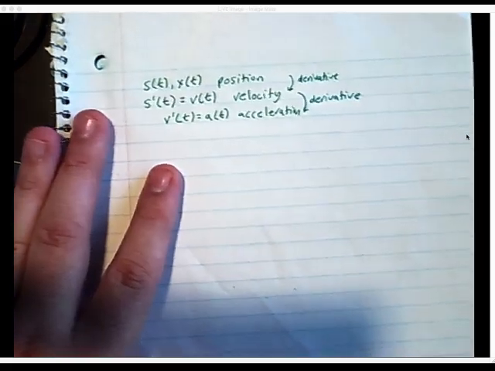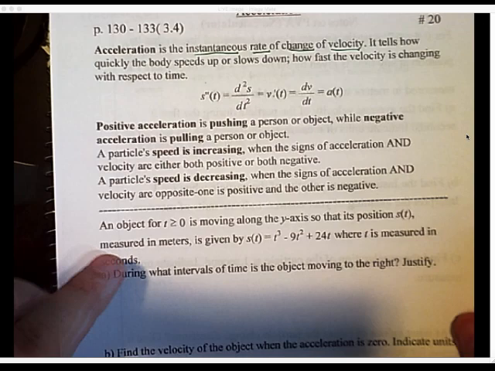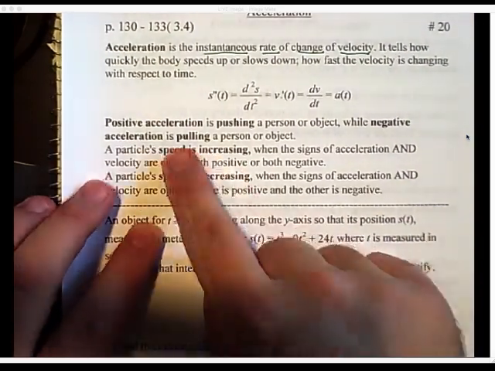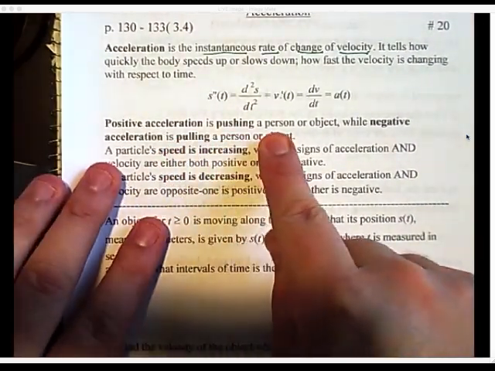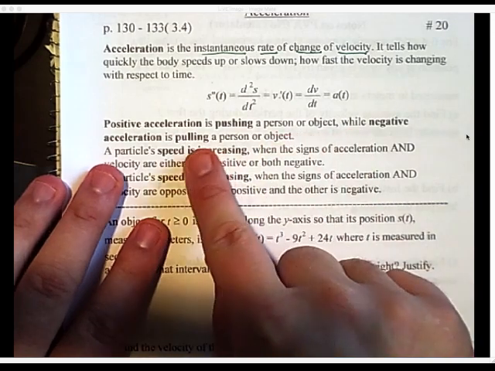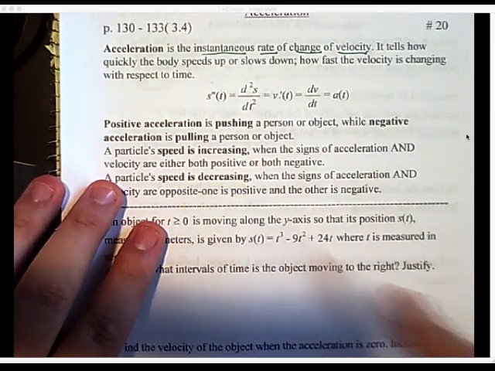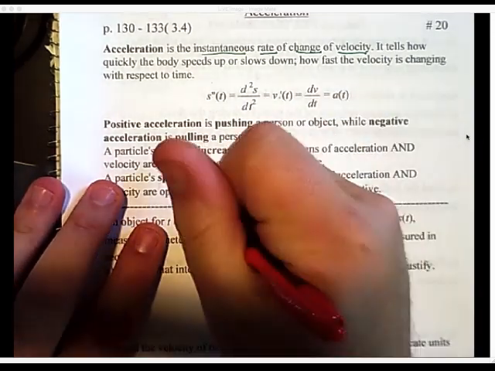All right. Now the note card does tell us one more thing that we need to remember. It says positive acceleration is pushing a person or object, while negative acceleration is pulling a person or object. All right, and then this next part's really important.